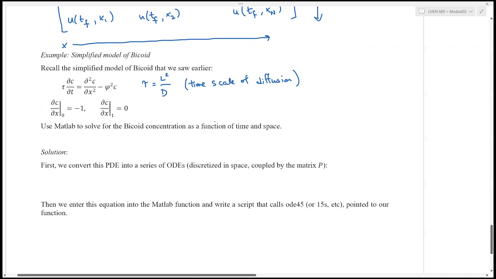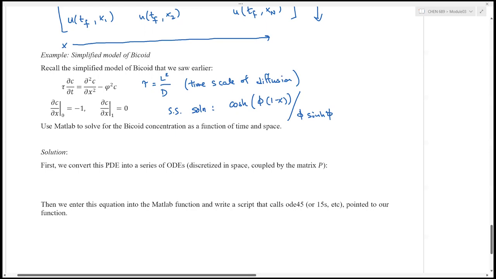Now we solved this analytically in class, and what we found for the steady state solution is the hyperbolic cosine of phi times 1 minus x, all divided by phi times the hyperbolic sine of phi. So that's the solution that we're hoping to find at steady state. If we run this simulation long enough and it gets to steady state, hopefully it'll match the analytical solution.